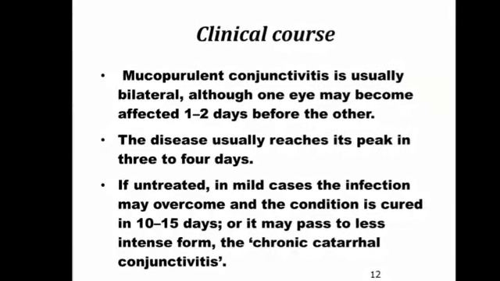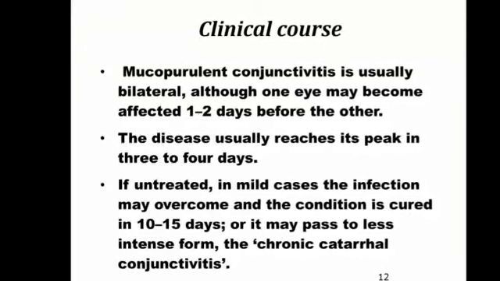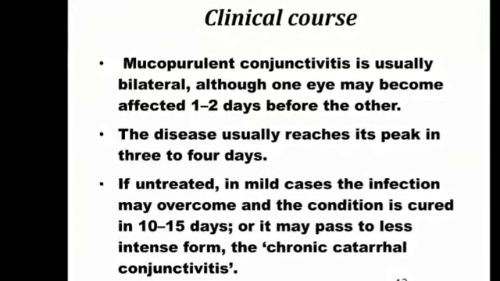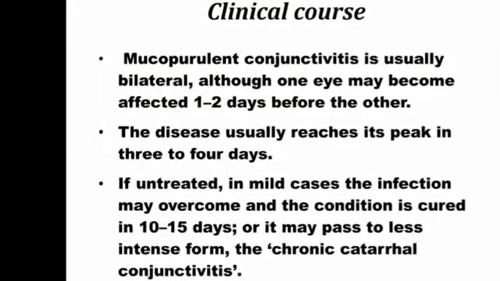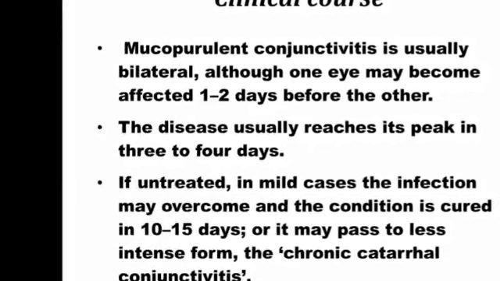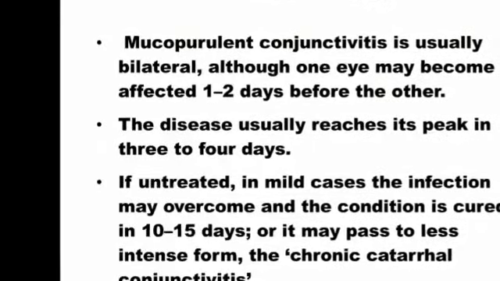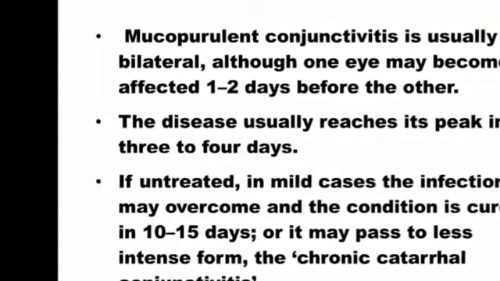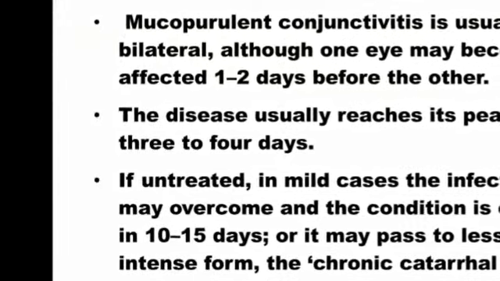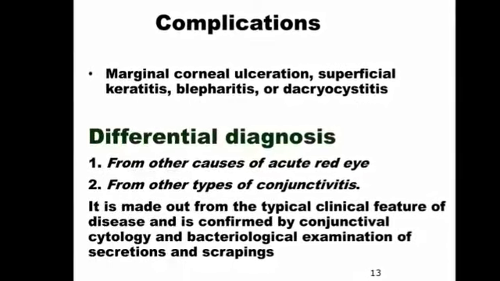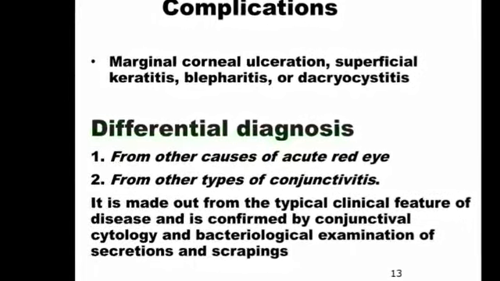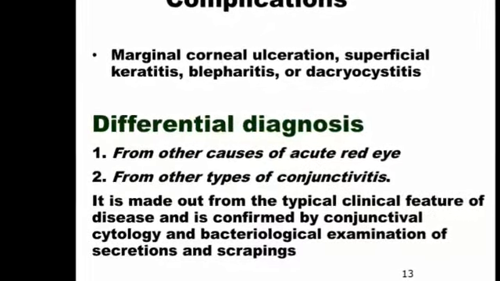Clinical course of acute bacterial conjunctivitis. Acute bacterial conjunctivitis, otherwise called mucopurulent conjunctivitis, is usually bilateral, although one eye may become affected 1 to 2 days before the other. The disease usually reaches its peak in 3 to 4 days. If untreated, in mild cases, the infection may overcome and the condition is cured in 10 to 15 days, or it may pass to less intense form, the chronic catarrhal conjunctivitis. Complications of acute bacterial conjunctivitis are marginal corneal ulceration, superficial keratitis, blepharitis, or dacryocystitis.